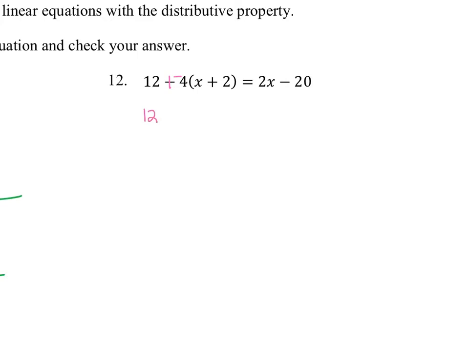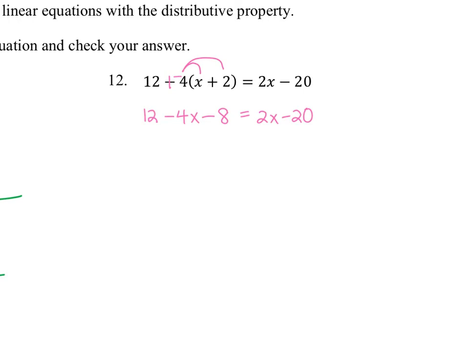So we have the 12 on the outside. Then we have negative 4 times x, which is just negative 4x. So we say we're going to subtract 4x. Then negative 4 times 2 is negative 8. So we're subtracting 8, equal to 2x minus 20.